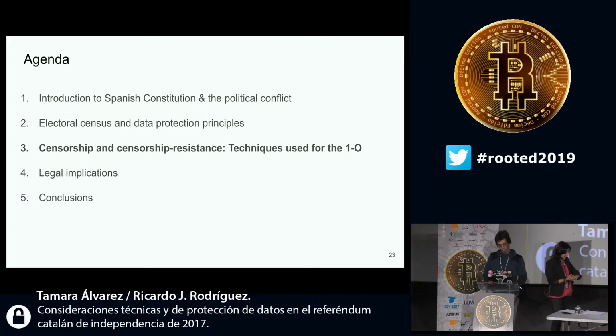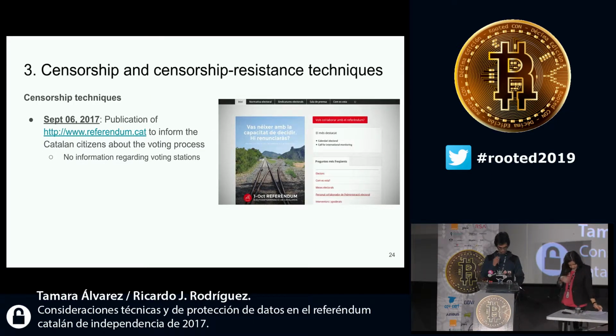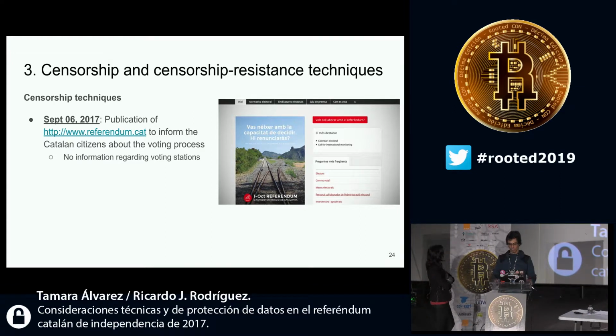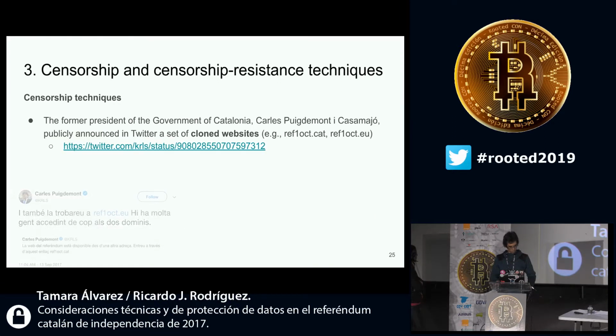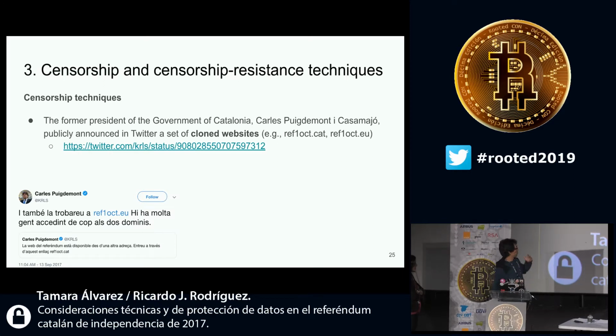articles. And so the more technical part to do with censorship and censorship resistance techniques used on the 1st of October. There are people around here that will know more than I do about this, but anyway, on the 6th of September 2017, there was a web page published, referendum.com, where there was information about how this process was going to take place. In this web page, there was no information as to where people should go to vote. A week later, the Court of First Instance of Barcelona issued an official request to block the access to this web page following an official request by the Civil Guard. And this is where the cat and mouse game started.